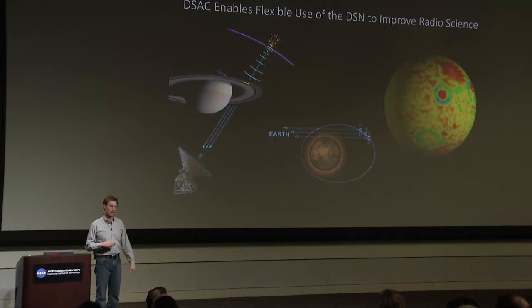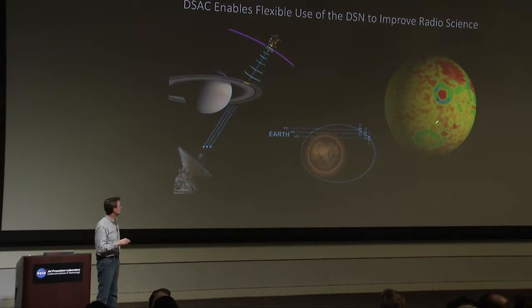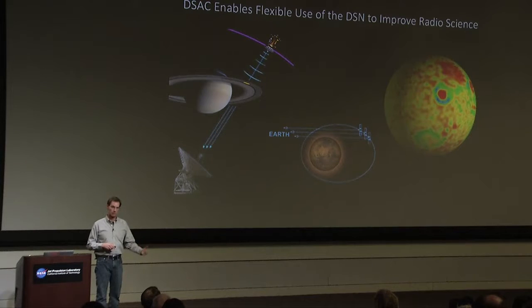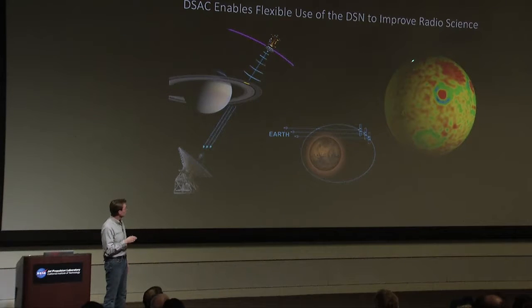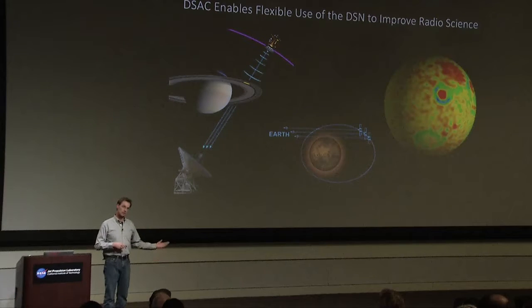So if you double the data and you improve the data, we could start determining things like the gravity field, the long-term gravity field at Mars very accurately. One of the things that we learned recently is that there's a lot of ice mass redistributions over the course of a year, a Martian year. DSAC might be able to contribute to understanding that better.